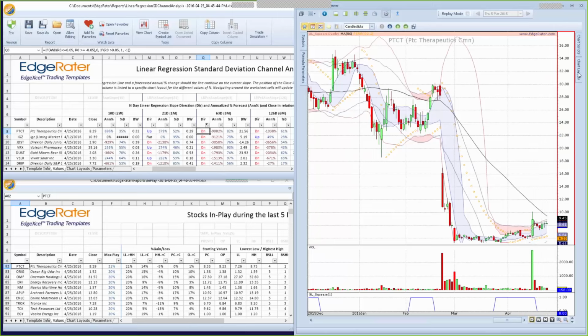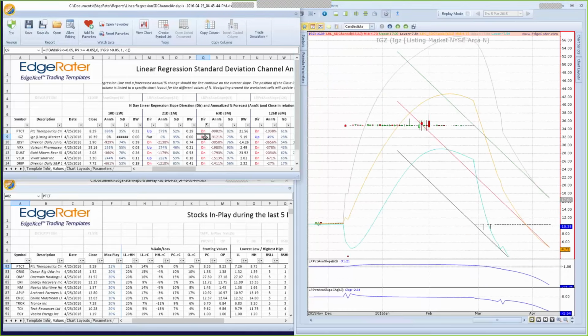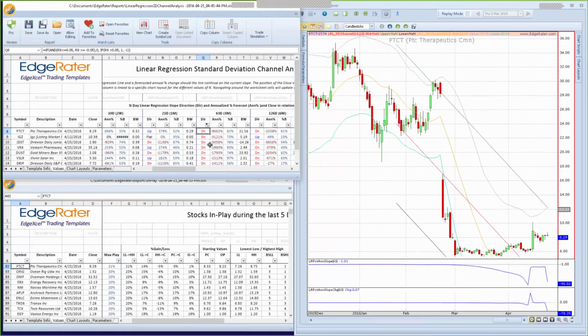Notice I was able to override the template layout by just clicking on the Layouts tab over here. But the template is still linked, so when I click on the next symbol, it's actually going to go back to the template layout. Or I could turn that feature off with this template linking over here.